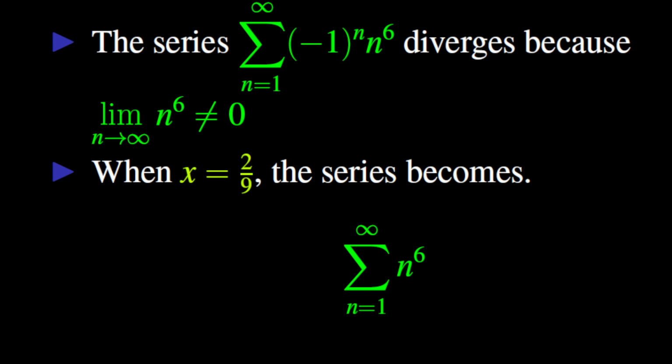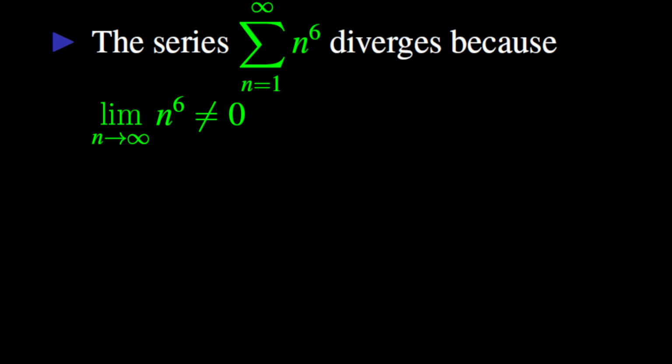When x is equal to 2 over 9, the series becomes a series with terms n to the power 6. Using the divergence test, we conclude that the series diverges because the limit as n goes to infinity of n to the power 6 is not equal to 0.